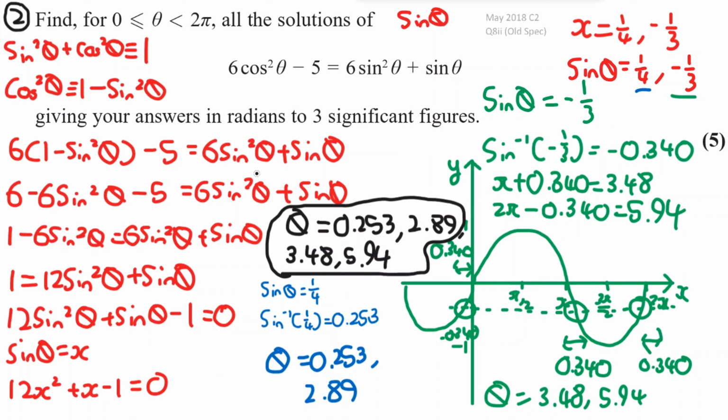And again, you can check these by subbing these values into this equation here and getting out the equivalent values for when you do this side and this side.